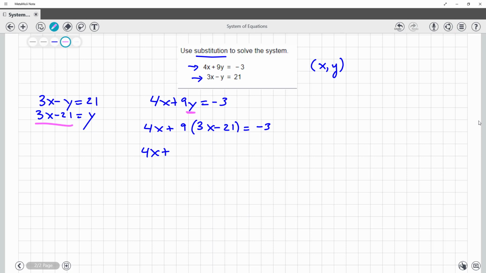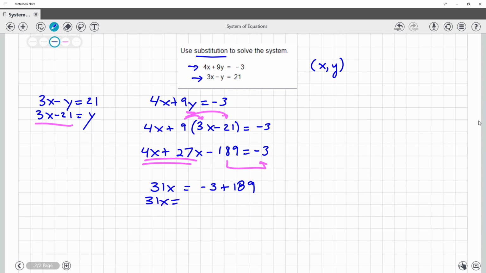4x plus, don't forget you have to distribute. So that's going to be 27x minus 189. And now I'm going to collect like terms. I'm going to chunk that to the other side. So 27x plus 4x would be 31x. And then I'm adding 189. Let me just write out that extra step. I'm adding 189 to both sides. 31x equals 186. And surprisingly, if you throw that in your calculator, that does get a whole number.